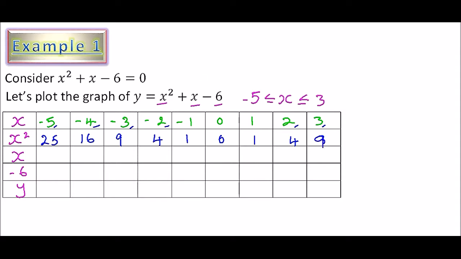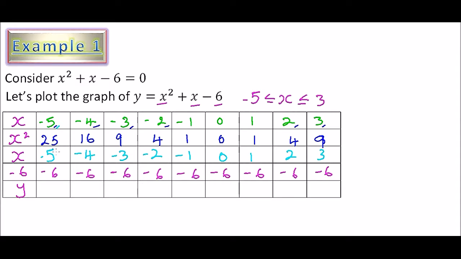Then we have x. For x, we just put the values of x that we have in our first row. So here we have minus 5, here we have minus 4, here we have minus 3, we have minus 2, minus 1, 0, 1, 2, and 3. 6 is a constant, so we just fill minus 6 throughout this row. A constant does not change. Then finally we now compute the value of y.